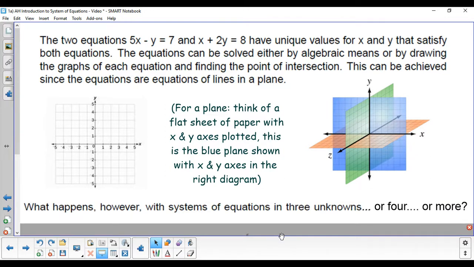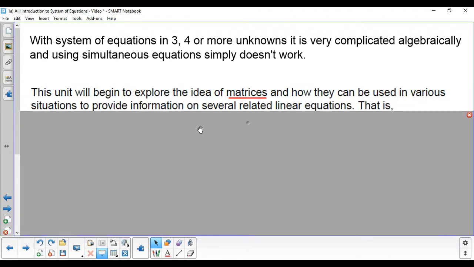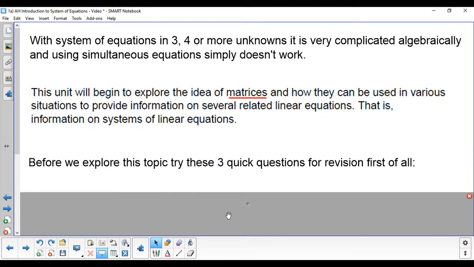So what happens, however, if you've got a system of equations that's got 3 unknowns, 4, or even more? That's what this whole section's about. With systems of equations and 3, 4, or more unknowns, it's very complicated algebraically, and using simultaneous equations doesn't work. Graphically, I'm not going to even go there to try to draw. So this unit will begin to explore the ideas of something called matrices, which makes it much easier for you, and how they can be used in various situations to provide information in several related linear equations. That is, information in systems of linear equations is what this topic's about.